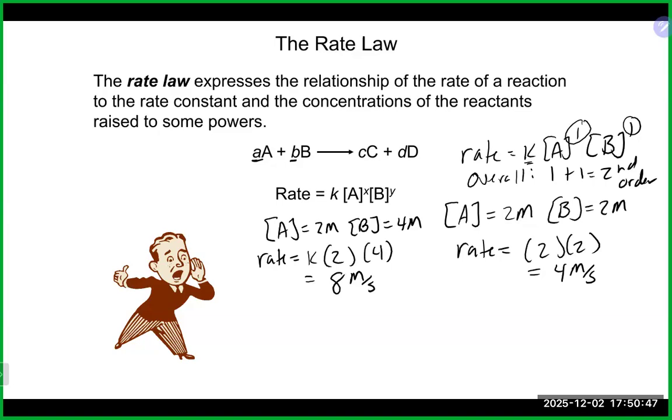And what happened by simply doubling the concentration of B in this reaction? My rate went from 4 to 8. My rate also doubled, right? So I sped up this reaction, and I could do that by simply increasing the concentration of B to 4 molar. By the way, I could have also increased it by increasing the concentration of A as well, and it would also increase the rate of the reaction.